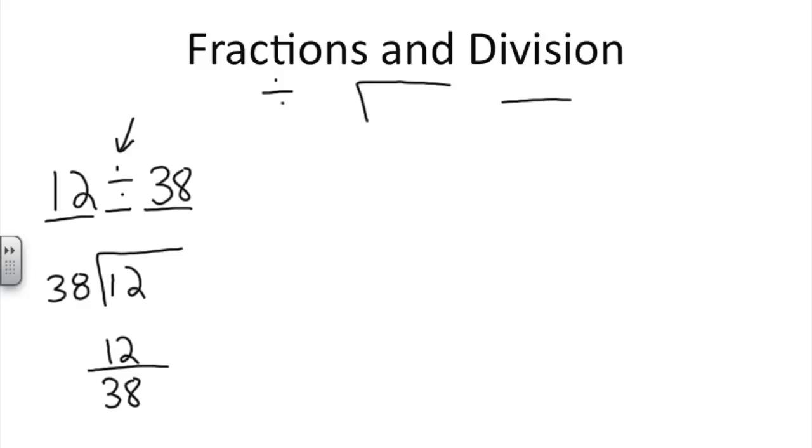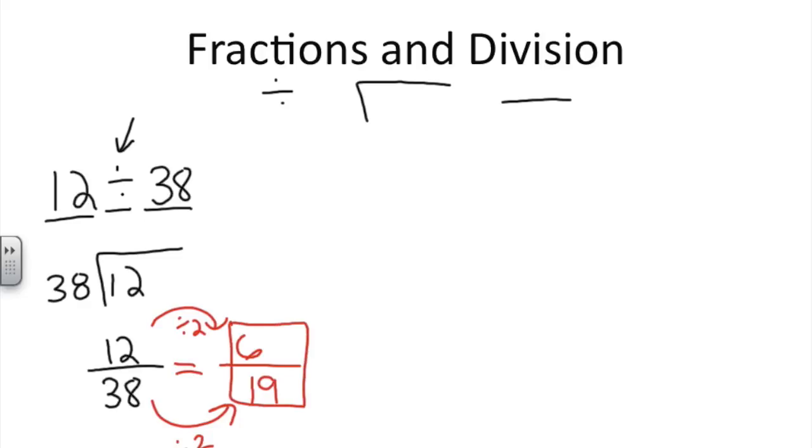So once I have it written as a fraction, I can simplify. I have an even number in both my numerator and my denominator, which means that it can be simplified. So I can divide both of these numbers by 2. So 12 divided by 2 is 6, and 38 divided by 2 is 19. 19 is a prime number, so it cannot be simplified any further. So 6/19 is my answer. So 12 divided by 38 equals 6/19.